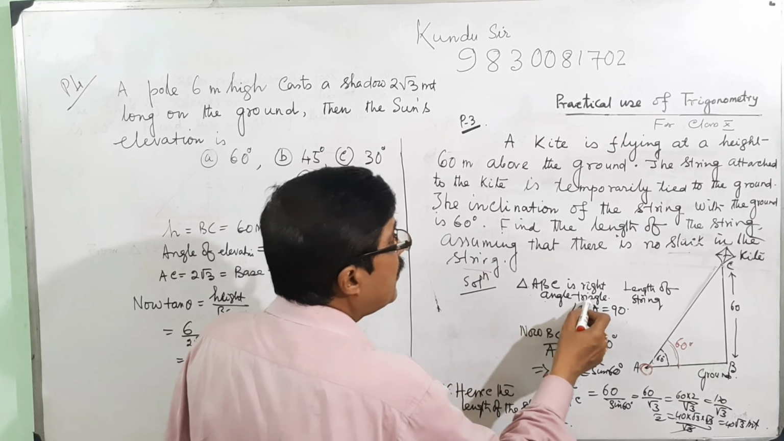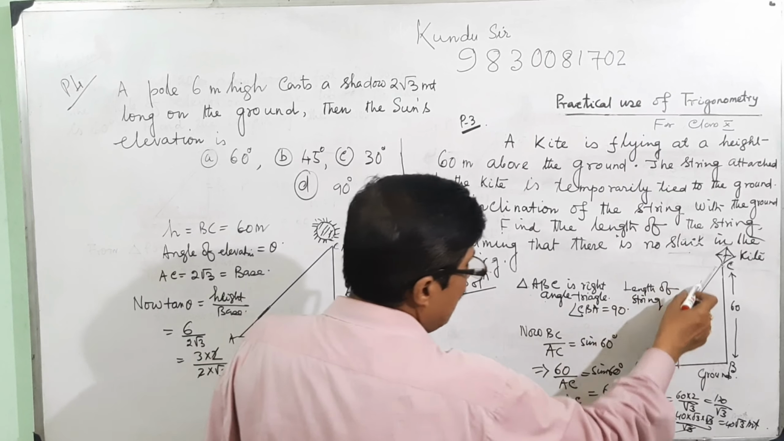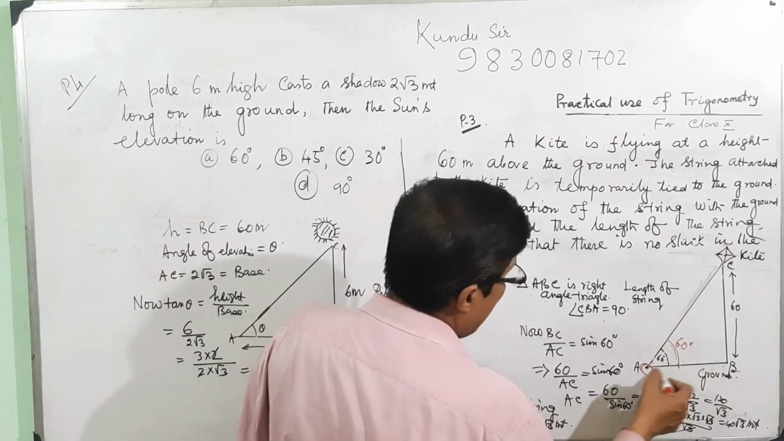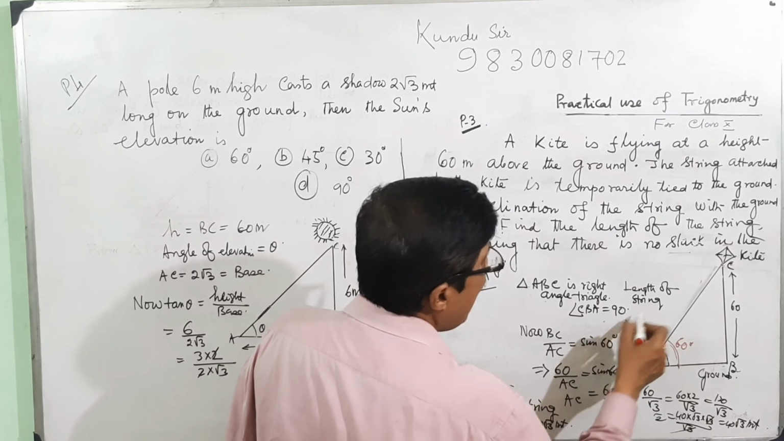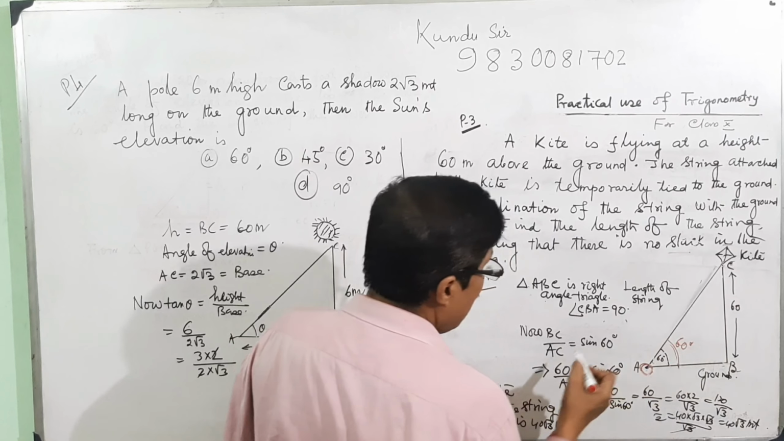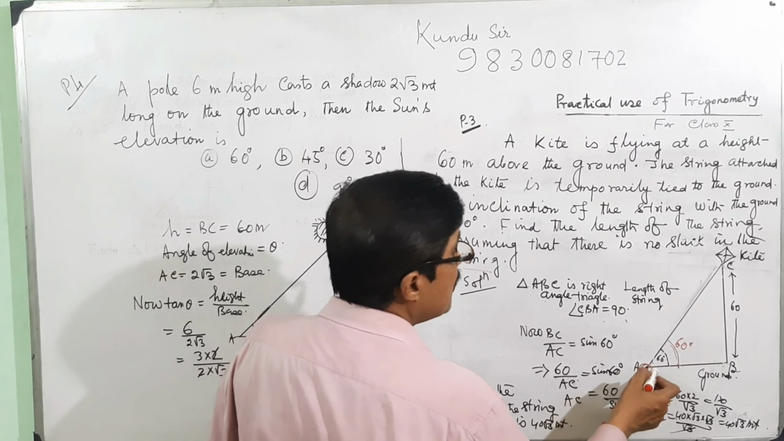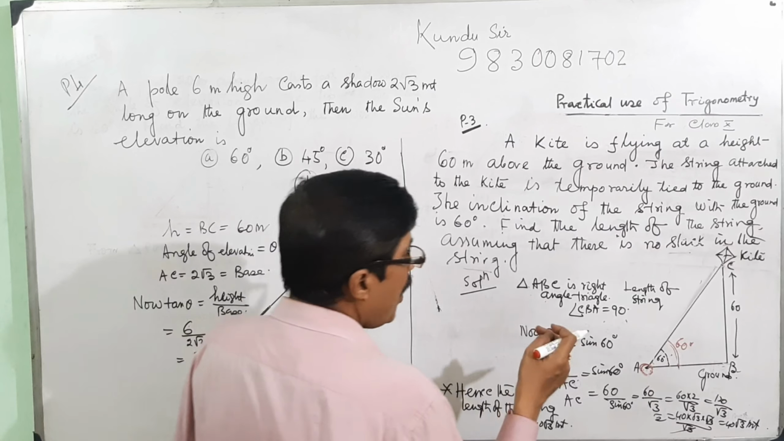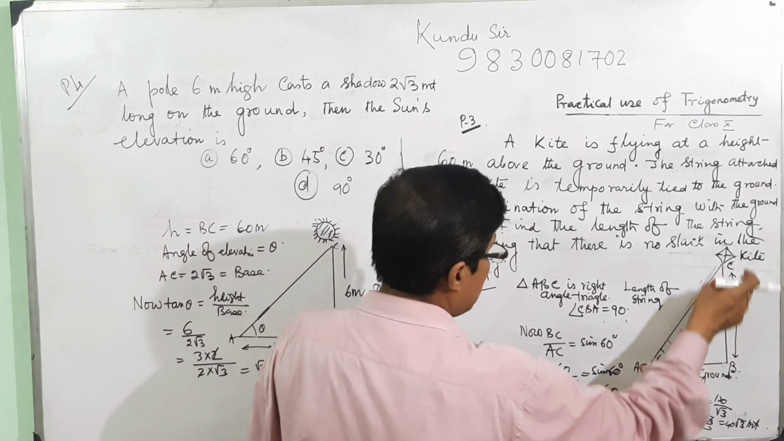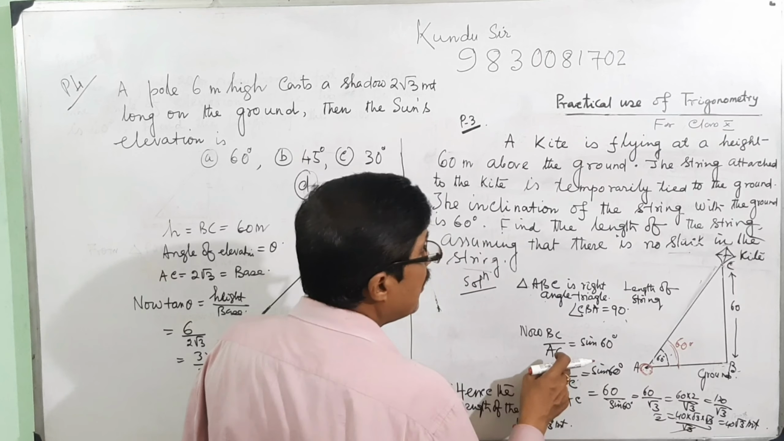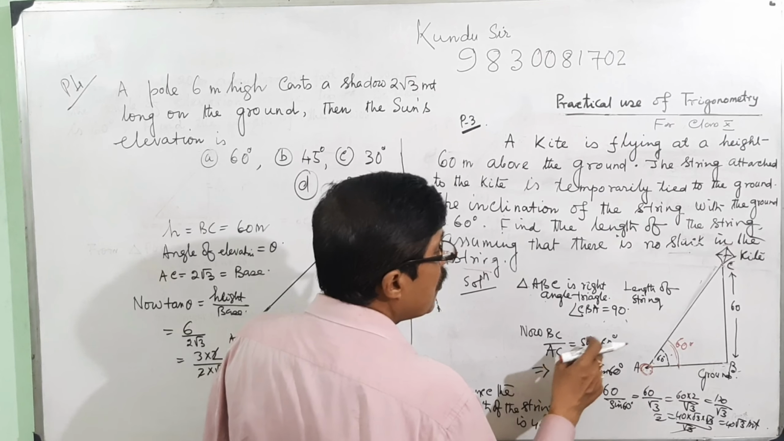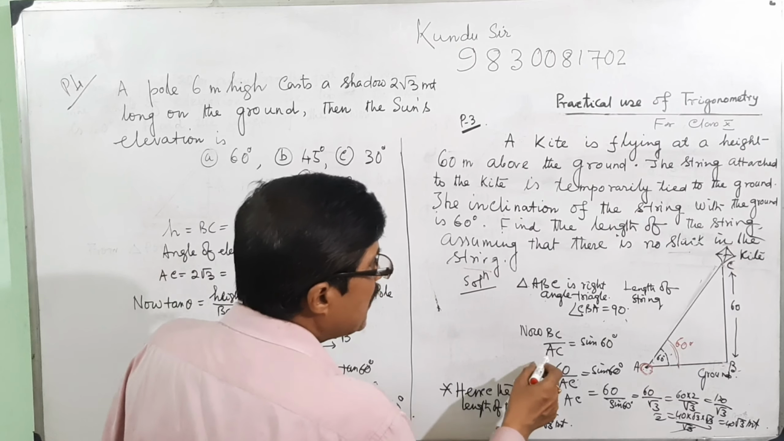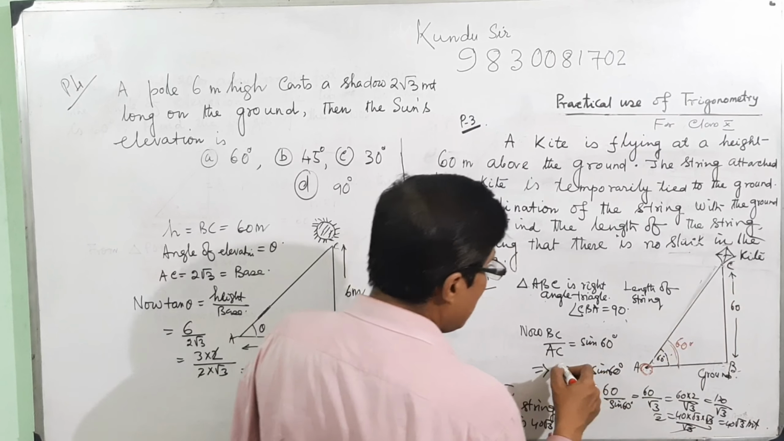ABC is a right angle triangle, with angle B equal to 90 degrees and angle CAB equal to 60 degrees. What is sin of angle CAB? It equals BC by AC, which is sin theta, equal to sin 60 degrees. Then BC equals 60.